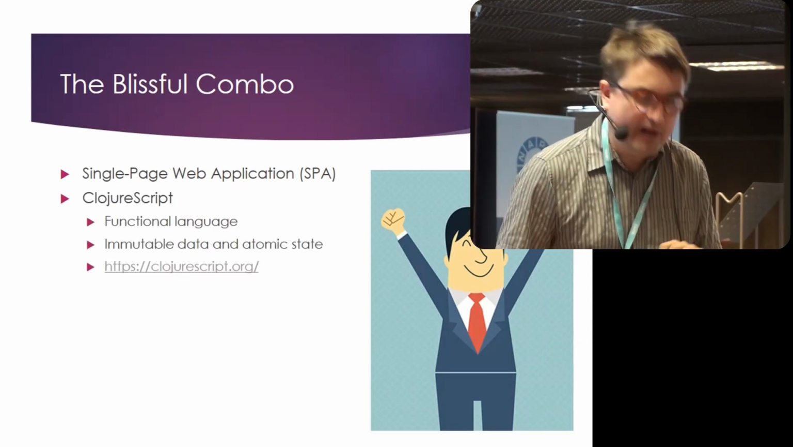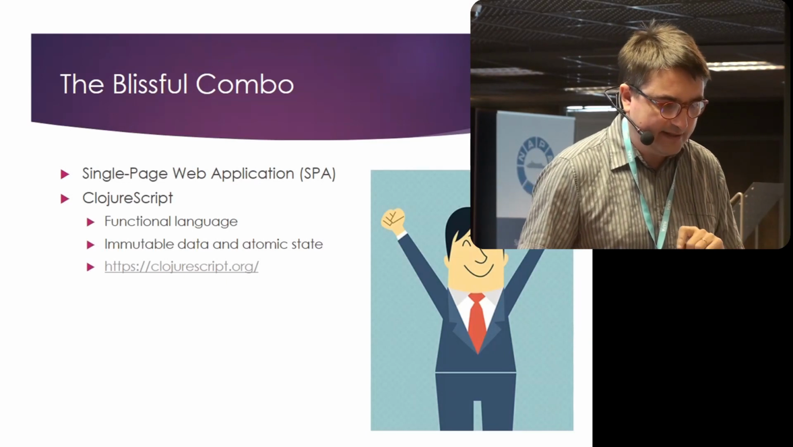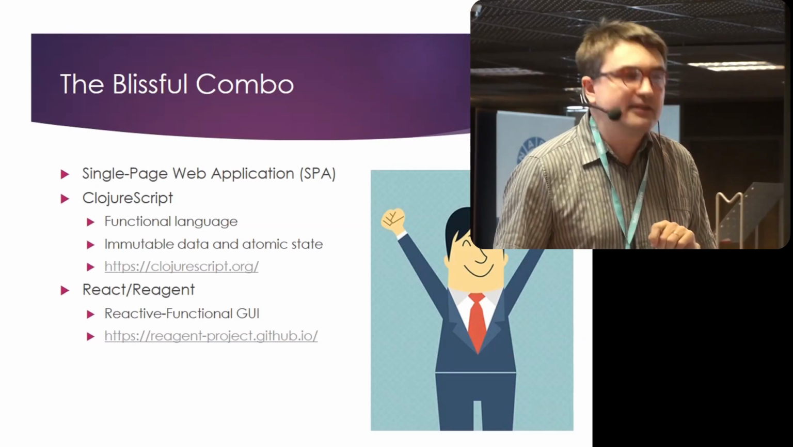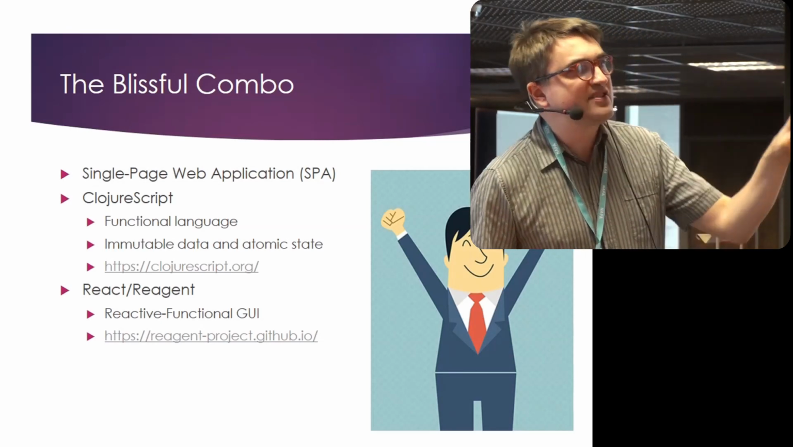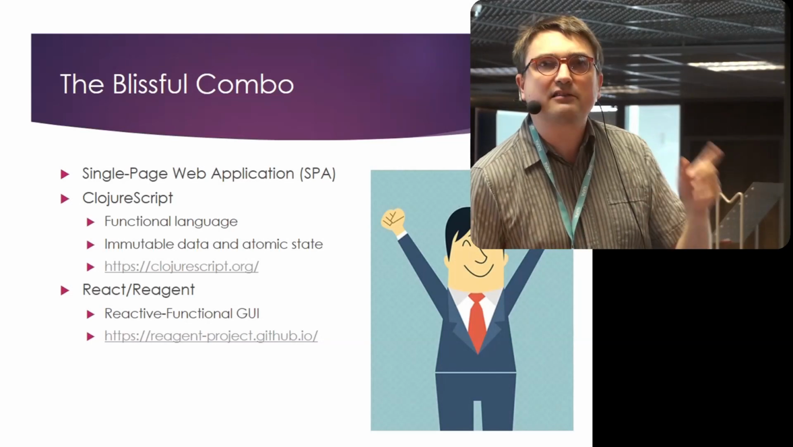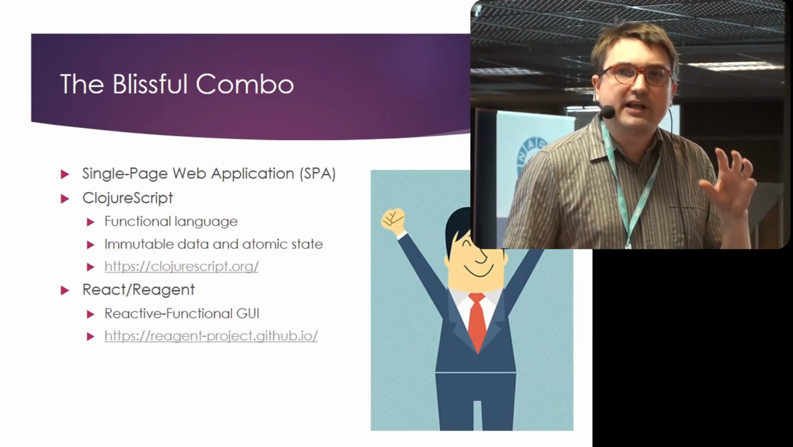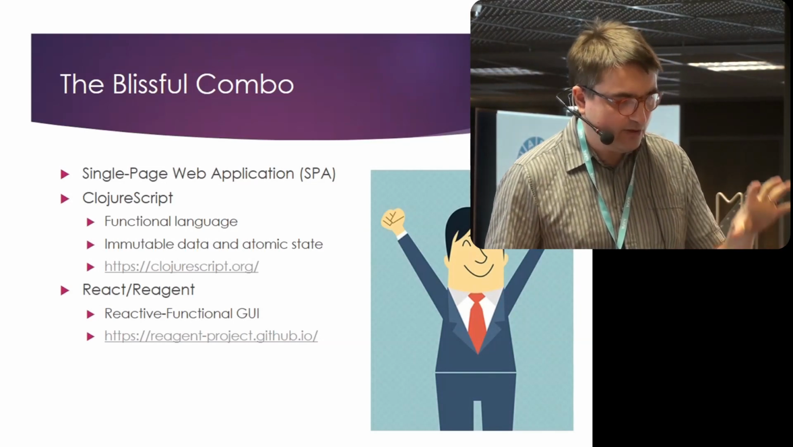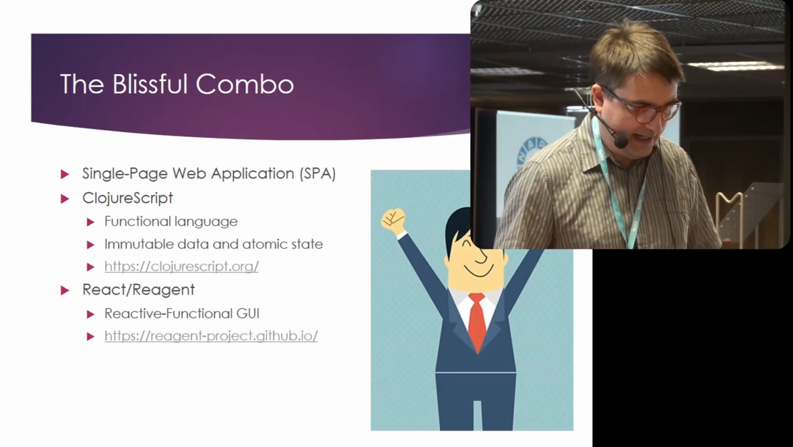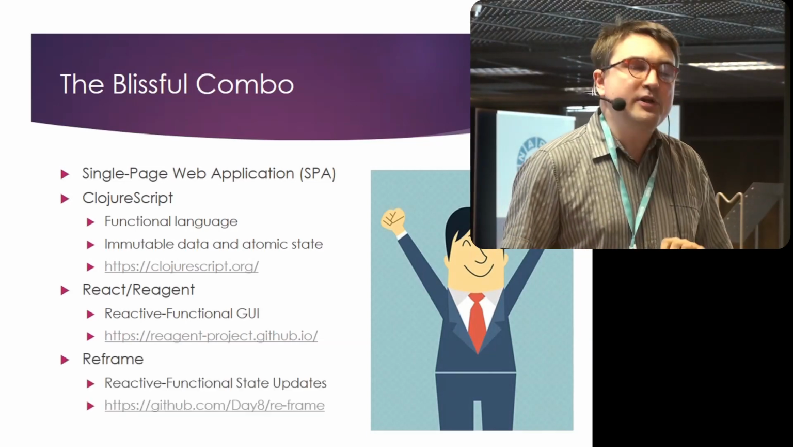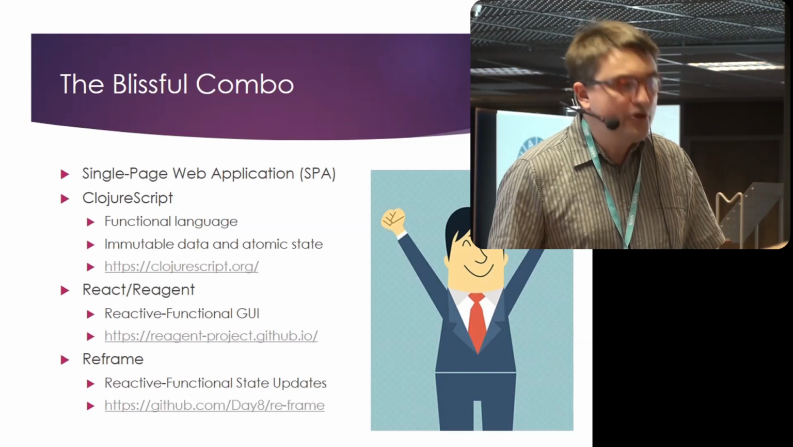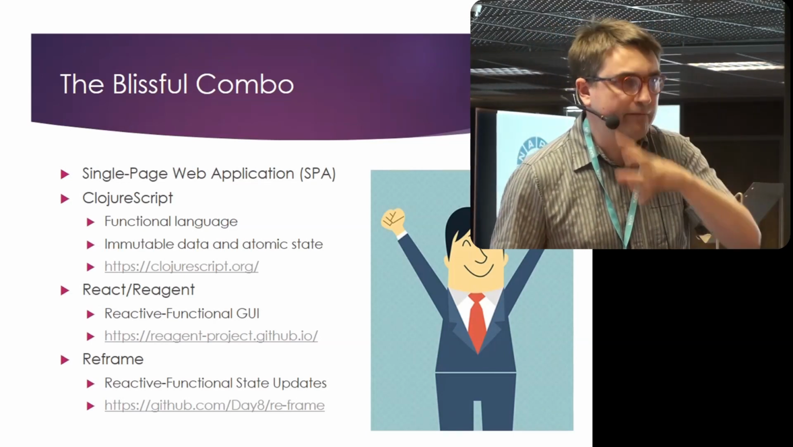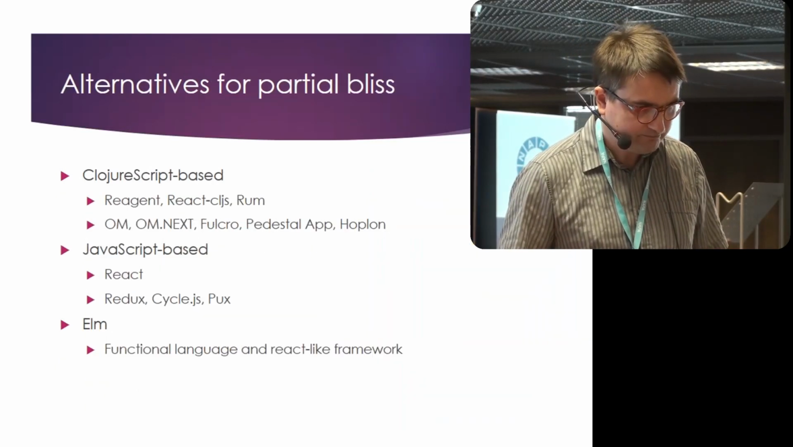And here we use ClojureScript, which is a functional language that uses immutable data and atomic state. And we use the Reagent framework that will do this kind of UI level update. React comes from Facebook originally, and Reagent is a wrapper for that in ClojureScript. And this will handle all the GUI updates automatically in a reactive functional way. And then we use the Re-Frame framework, which is doing the reactive functional update for the whole of your application state. So then nothing is left for manual updates.